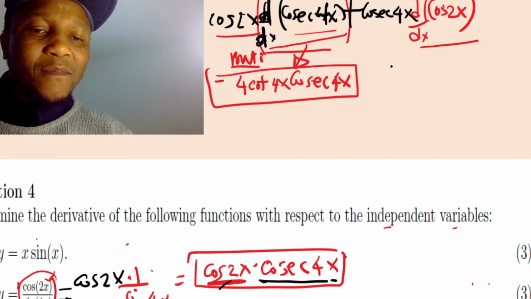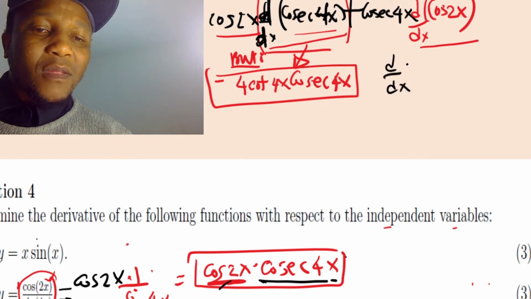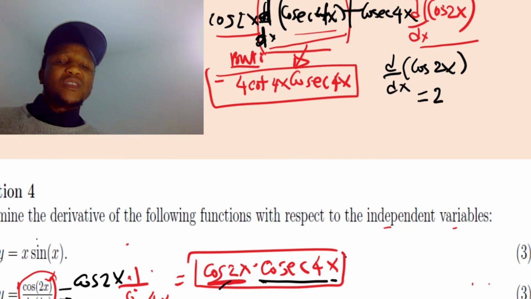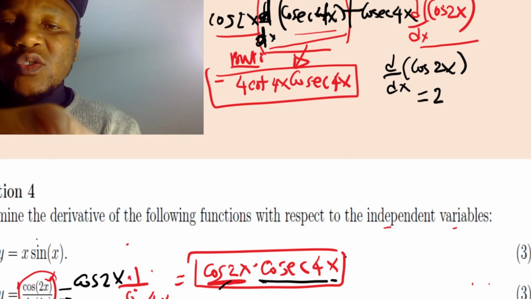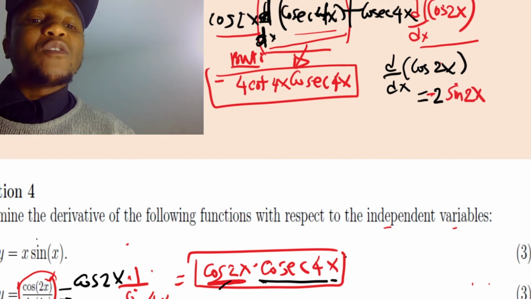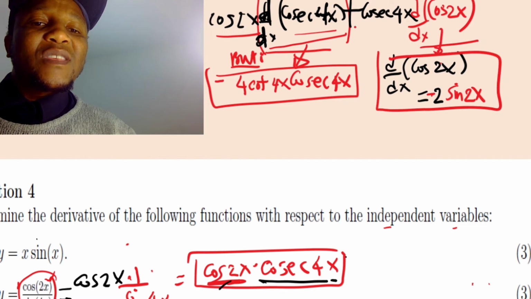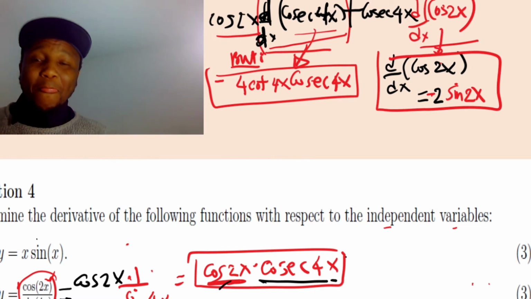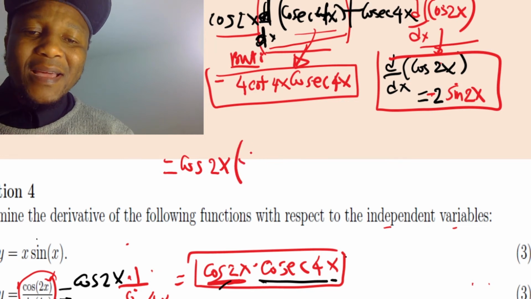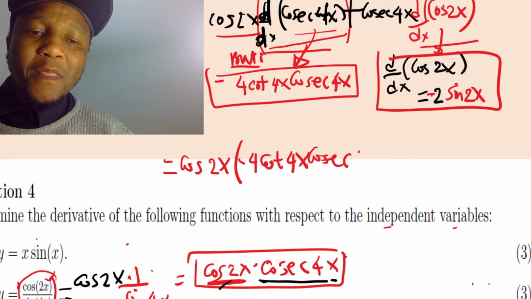Also, when you differentiate cos of 2x, the derivative of your function 2x gives you 2, and when you differentiate cos you get a negative sine, so negative sine of 2x. So we have all of them, and we can plug it back. Plugging back, we still have our cos 2x multiplied by negative 4 cot 4x cosec 4x.